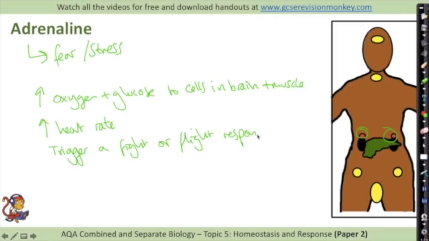which means either you are going to fight in response to that fear or stress situation, or you are going to have the opportunity to run and flee from that situation. I would suggest learning this response, because this could be a higher tier style question in the exam.